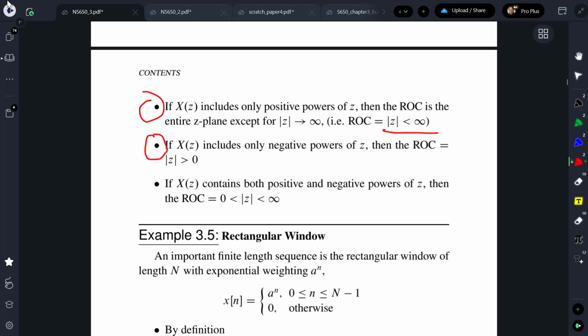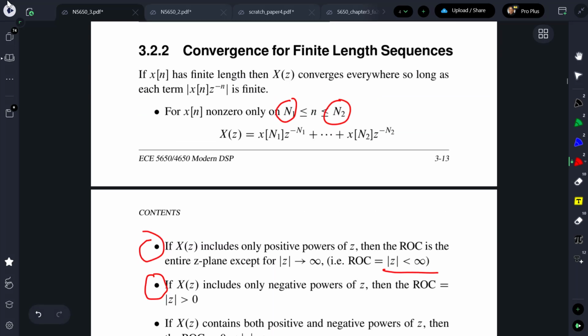And if we have both positive and negative powers, so our finite duration sequence is sitting across the boundary of n equal to 0, then the region of convergence has to exclude both infinity and 0. And that's a fancy bunch of statements just to simply say that if I look at this, I know from seeing what positive and negative powers of z mean, what I have to exclude.